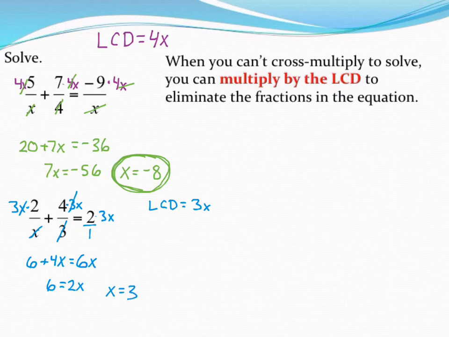Once again, it's worth checking to see if we'd end up with an extraneous solution. Plugging in 3 for x would be just fine. There's not going to be a problem. It's not going to result in dividing by 0, so 3 is my solution.